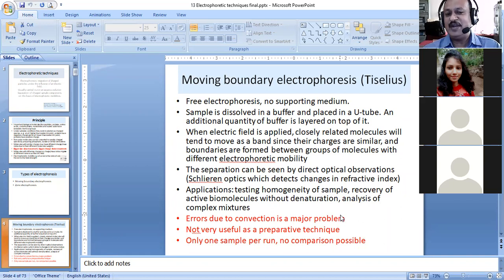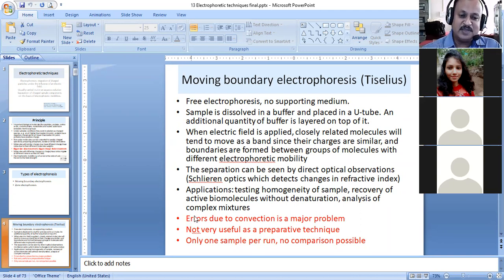So what do we do when we analyze it? Firstly, we can find out how many boundaries are there. The number of boundaries gives us the number of different sample components in the sample. And the next thing that we can do is find out the characteristics of the sample components. Based upon their movement in the field, we can find out something about the molecular size of the sample molecules, or the charges on the sample molecules, isn't it?